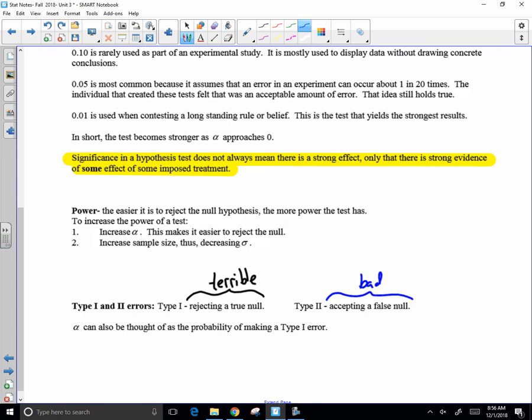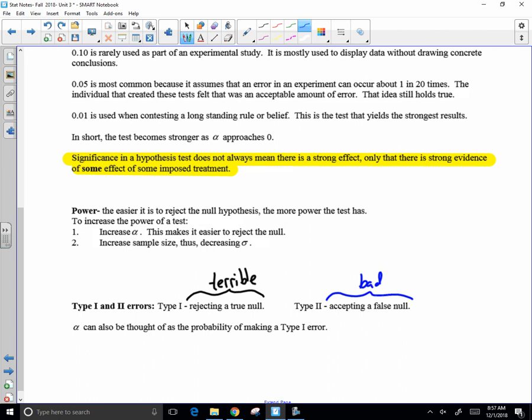Rejecting a true null is terrible. Accepting a false null is bad. Neither of them are good, but one of them is worse than the other. If a null hypothesis is a long-standing belief or status quo, potentially something that society could be built around, and I'm mistakenly rejecting that, that's terrible. Our entire society comes crashing down because I got rid of a long-standing rule or belief and I was wrong.